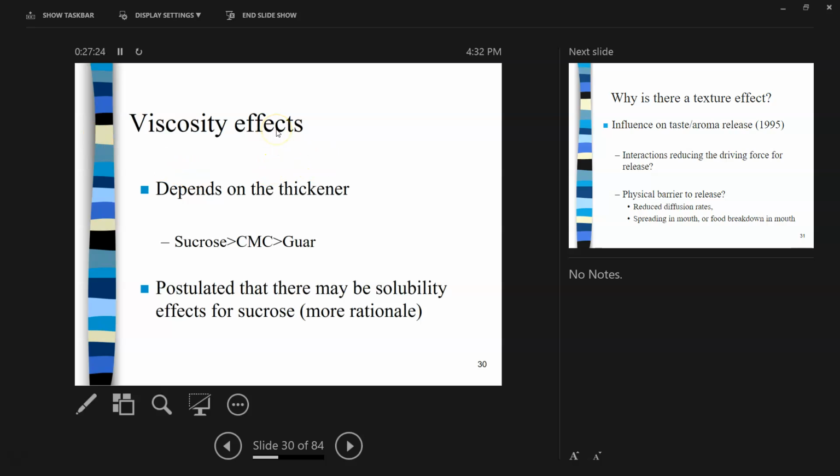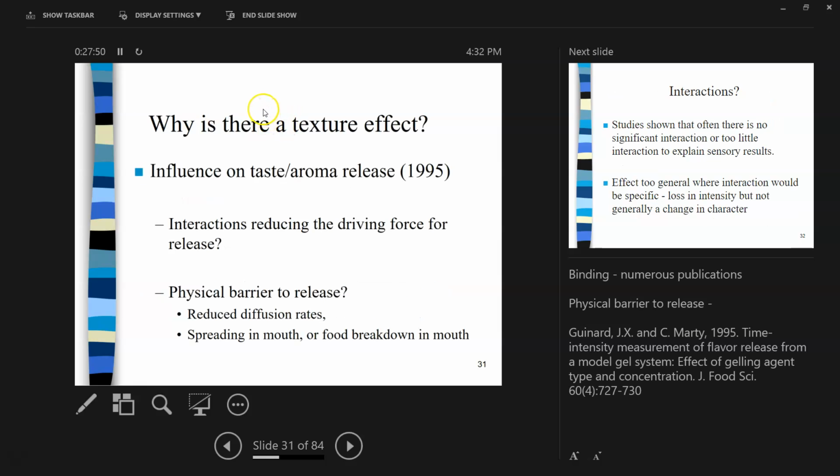And this is how viscosity effects depend upon the thickener. So just what we were looking at, sucrose has a much greater effect. It really does change your perception a great deal in comparison to carboxymethyl cellulose or guar. If we go through all of our studies, the carboxymethyl cellulose had a little more interaction, a little more effect than guar does. And so it's an interesting one.